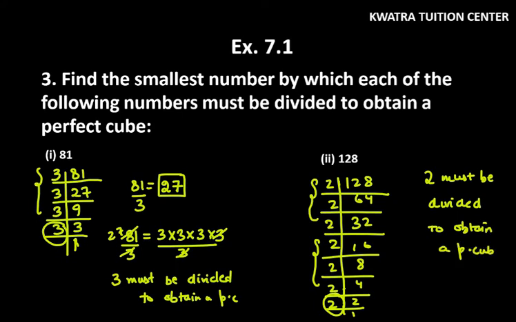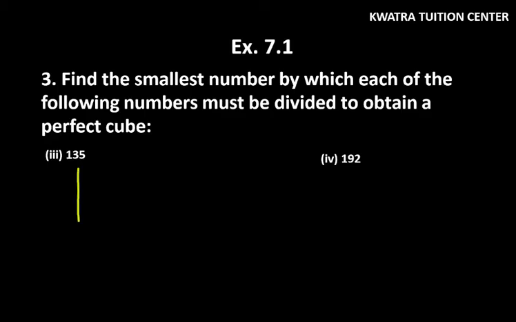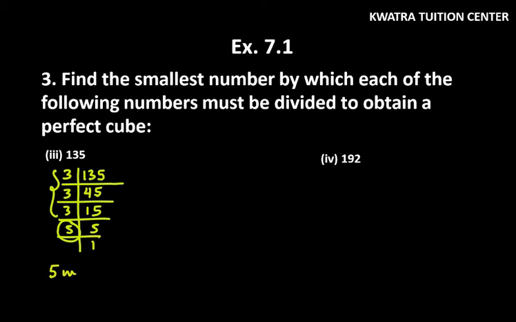Let's move on to other part, that is the third part. Third part is 135. So 135 is divisible with 3. So you get 45 here. Now again with 3. So you get 15. 15 with 3 again. So you get 5. So you can see that 3 के ट्रिपलेट बन रहे हैं लेकिन 5 का नहीं बन रहा. So 5 must be divided to obtain a perfect cube.